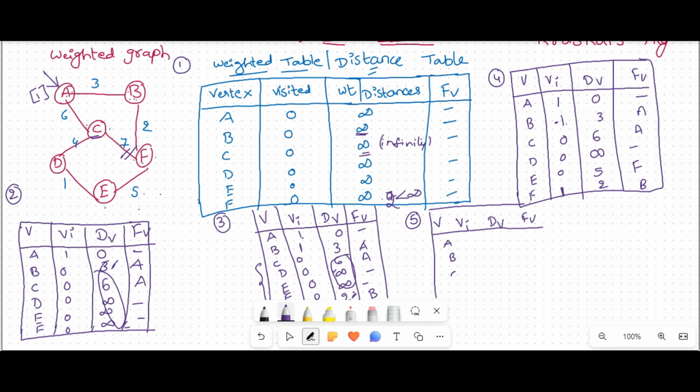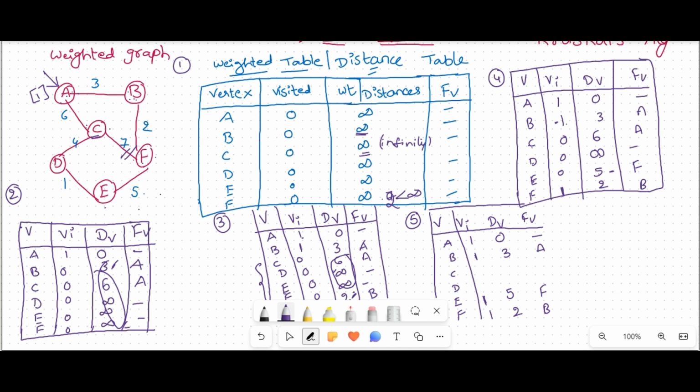So A, B, C, D, E, F. Remember, already visited vertices rows, write down as it is. This is A visited, 1, 0, no. So this is also visited, distance is 3 from A. This is already visited, this is the row. Now, from the unvisited vertices C, D, E, that means see here we are having zeros. That's why from the unvisited vertices, which one we have to visit? So 6, infinity, 5. Which one is small? E is smaller. So visit E, and the distance is 5 via F vertex.